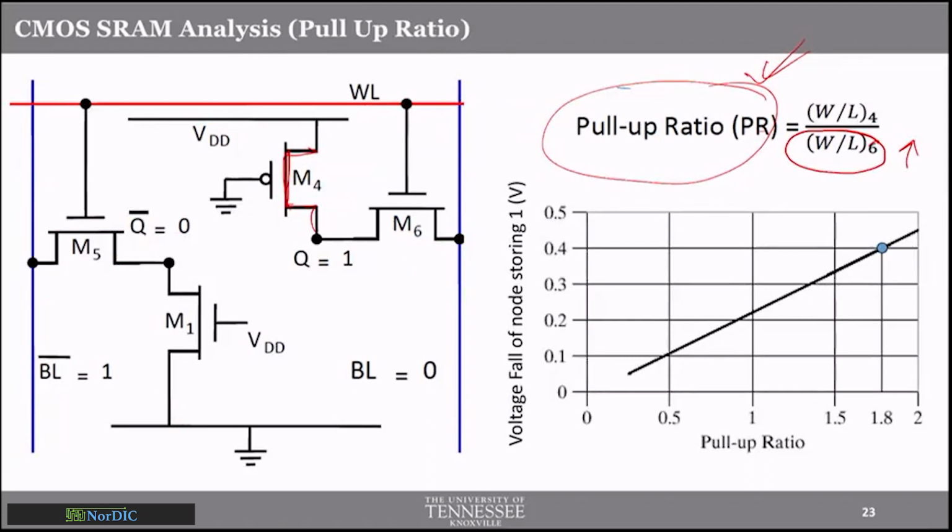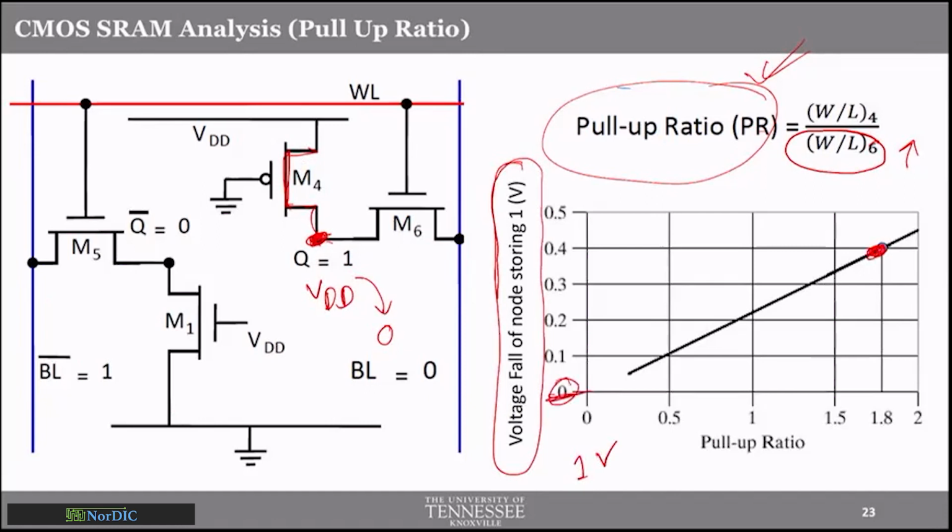And remember, this is a plot which shows the voltage fall of node storing one. Voltage fall meaning this node was at VDD. You need to reduce this voltage as much as possible, right? Say from VDD all the way to zero. That would be ideal. But this plot shows the level to which you can bring down this voltage. Say if your VDD was 1 volt, here you have brought down to 0.4 volt. You actually want to go ideally to zero, by the way, right? So the lower that you can bring in this voltage, the better it is, because the inverters will be able to flip easily.